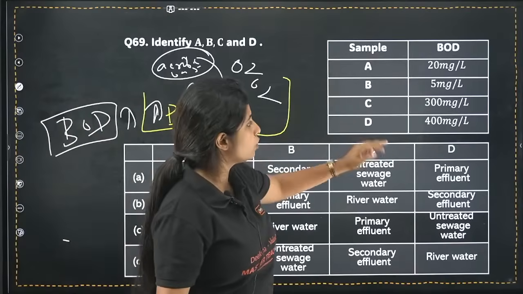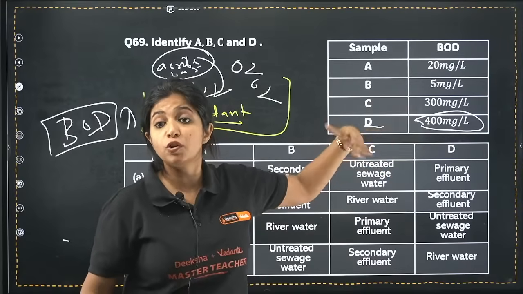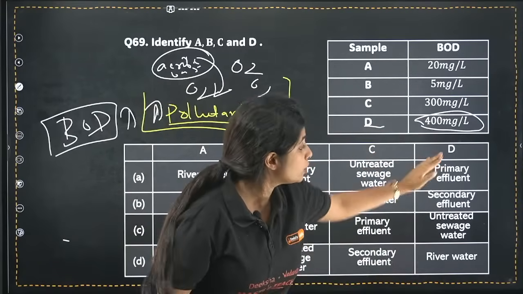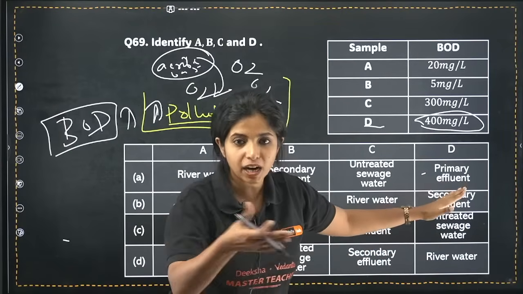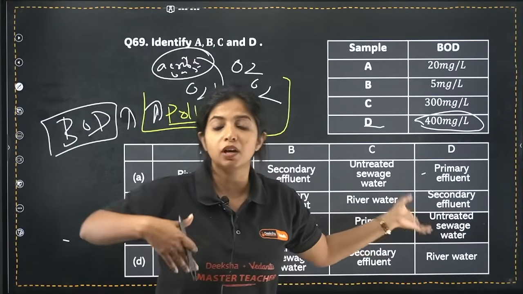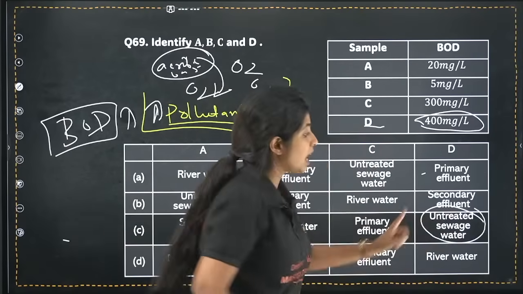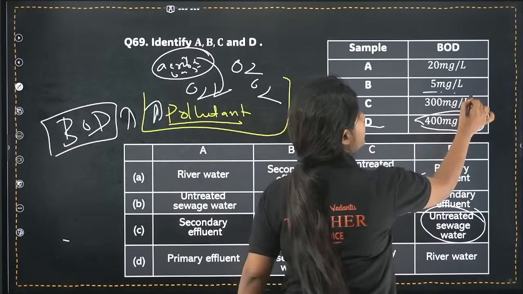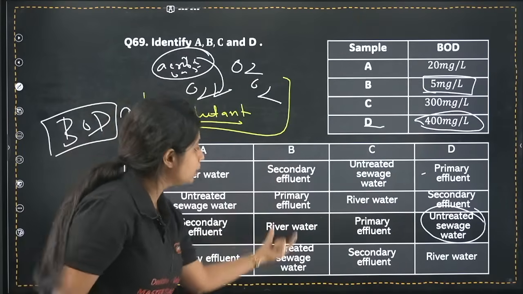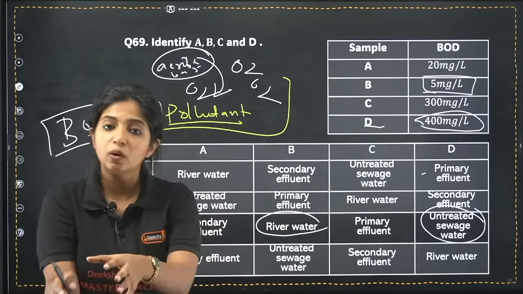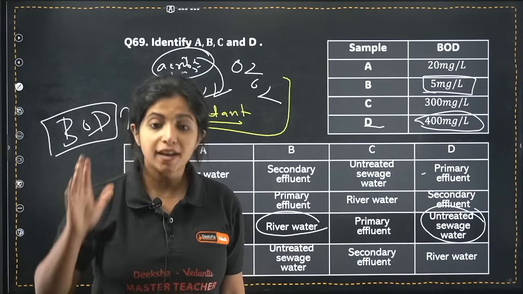Over here in the question, you have been given D1 has the highest amount of BOD. Highest amount of BOD means highest amount of pollution. If you see the options, which one will have the highest pollution? Untreated sewage water. Primary effluent has undergone some treatment, secondary effluent more. 5 mg per liter means a lesser amount of BOD. BOD is less when pollutants are less. Where do you find BOD less? River water, because we send sewage to the river only when it has been completely treated properly. So always remember that.